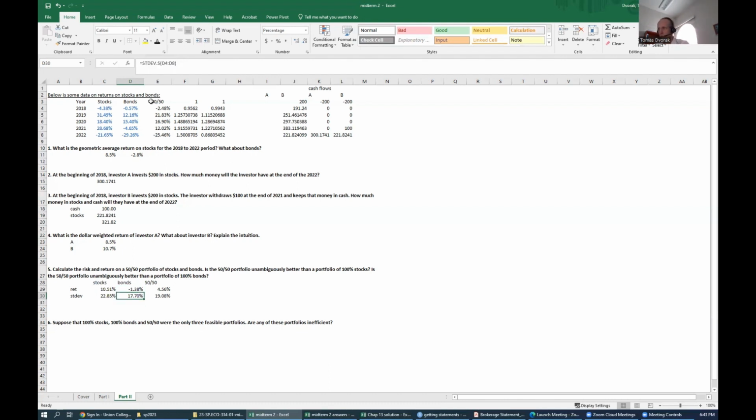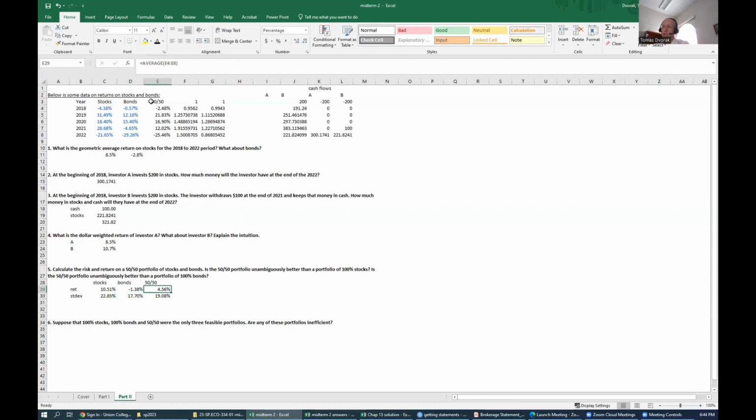So if I want to eliminate risk, I'm going to go 100% with bonds. Remember, these are the only three feasible portfolios. It's not that I can keep the money in cash. So it's not an inefficient portfolio because it has the lowest risk. It's the minimum variance portfolio.